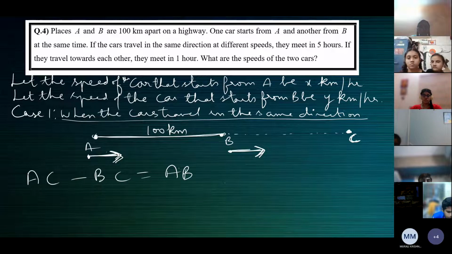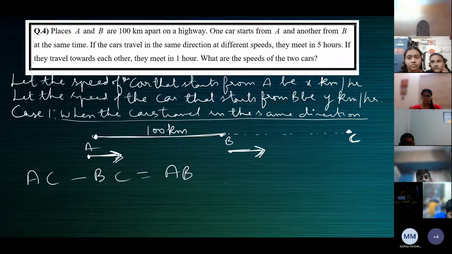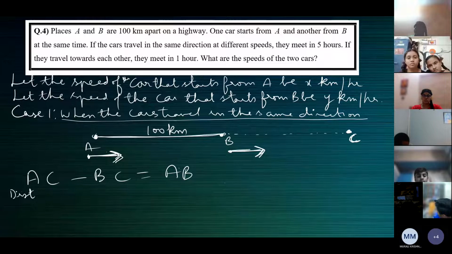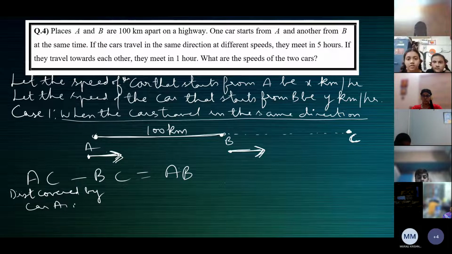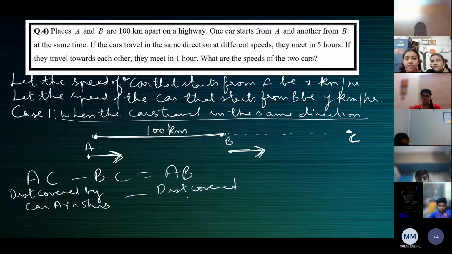How many of you understand this? Yes, ma'am. Line segment AC minus line segment BC is equal to AB. Now what is AC? It's a distance covered by car A in 5 hours. What is BC? It's a distance covered by car B in 5 hours, is equal to AB, which is 100.